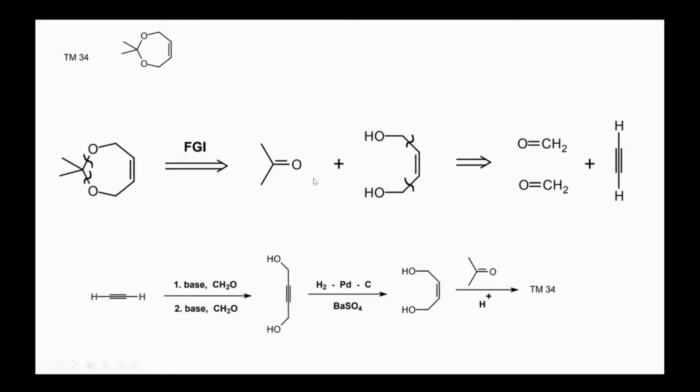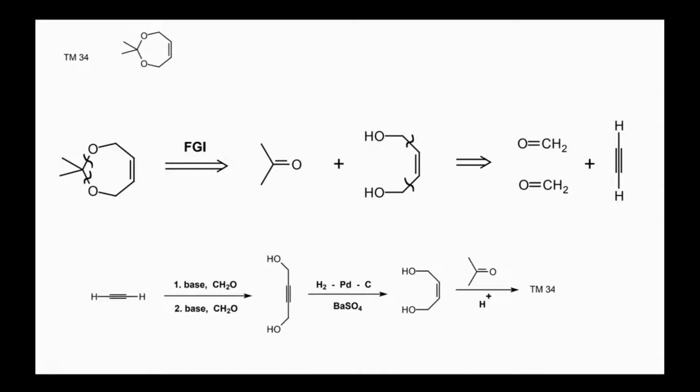Now the synthesis will start with generation of this alkyne. What is that? You use a base that will deprotonate this proton and it will generate a negative charge, and that negative charge will take on this formaldehyde to give you this alcohol in the first case, and the second case will be symmetrical. You will use a base to deprotonate another acidic hydrogen that will react with this formaldehyde to give you this alcohol.